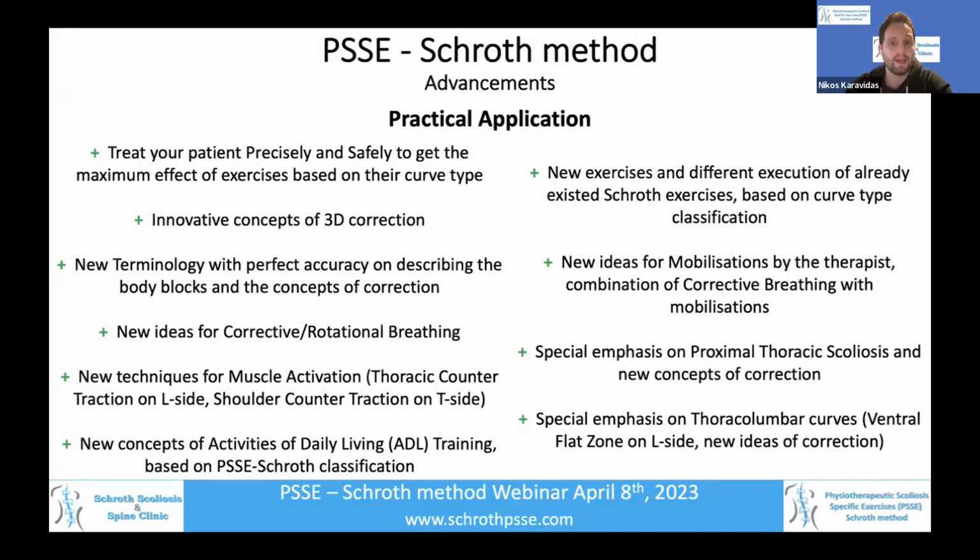And we pay special attention to proximal thoracic scoliosis and create a new concept of correction for that, and also special emphasis on thoracolumbar curves, introducing new terms like the ventral flat zone on the L side, which is the area just in front of the thoracolumbar hump, and new ideas of corrections.